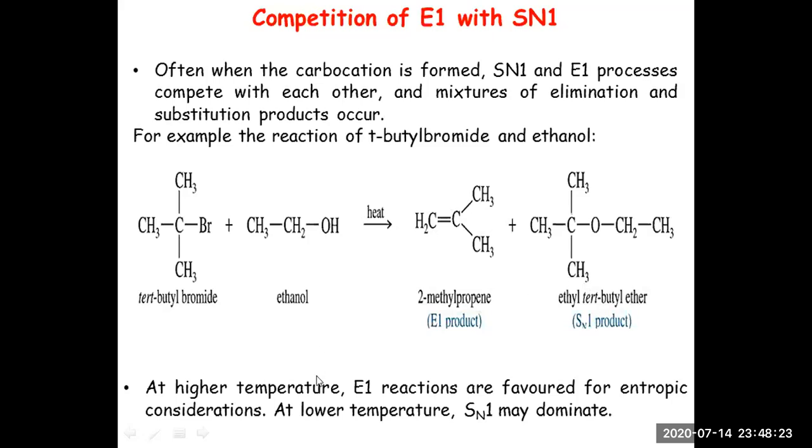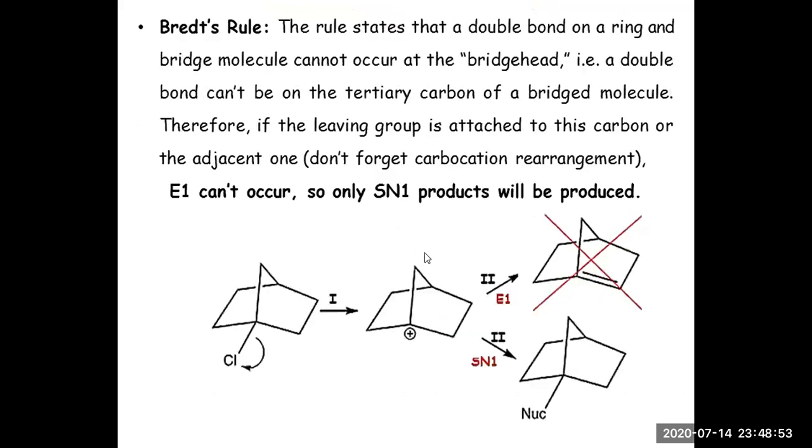So you'll find that if I carry out this particular reaction at a higher temperature, you can see here heat, then it is found that the E1 product will be major, SN1 will be minor. But if the same reaction is carried out at lower temperature, then SN1 will dominate over E1. That is, SN1 will be a major product and E1 will be a minor product.